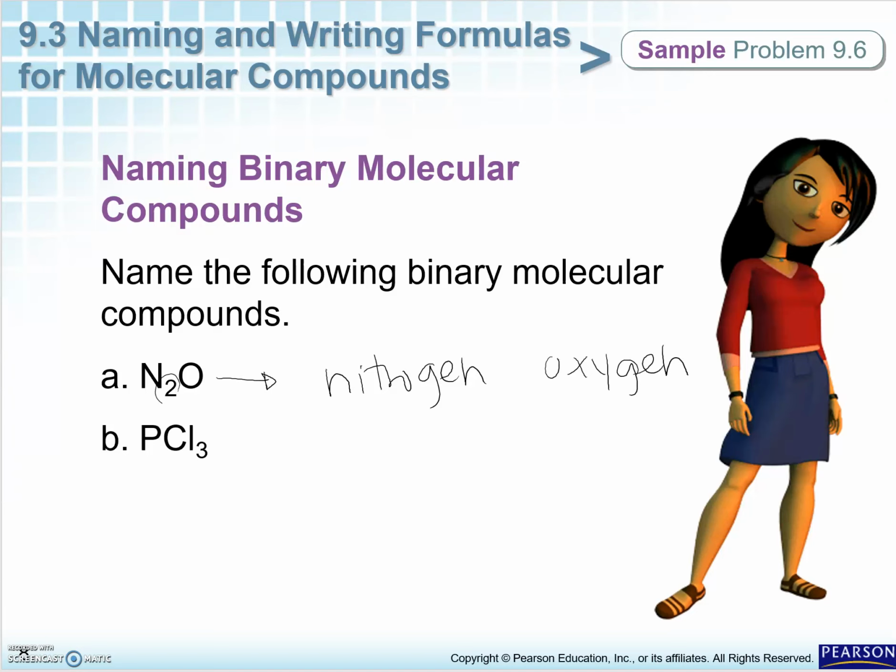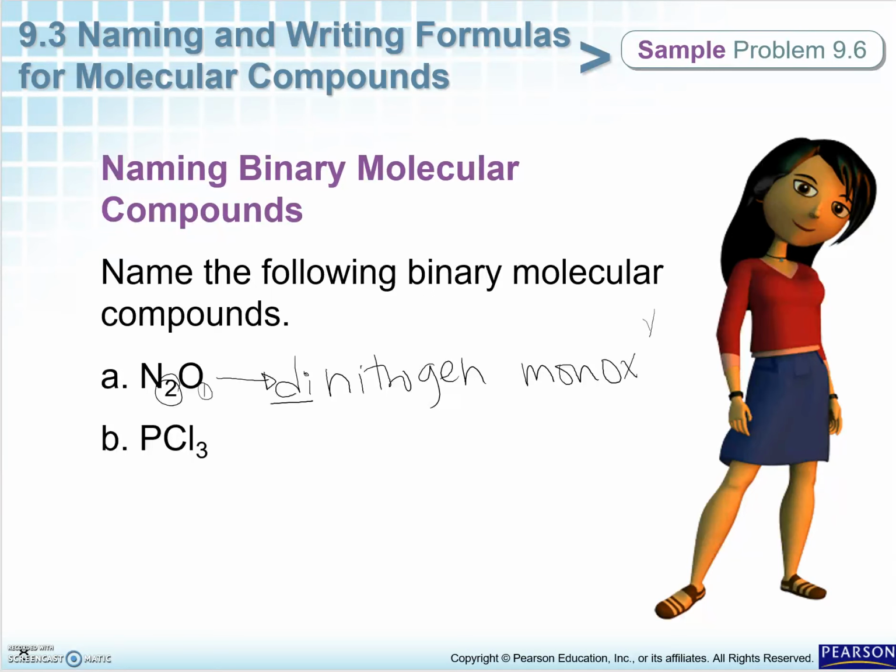Okay, so we have 2 nitrogens, so we would use our prefix of di. And then our second one, there's only one, so we need to make sure that we write mono. So let me give a little bit of space. All right, we have mono, and then we need to write oxygen again. But remember, we only write the first syllable.